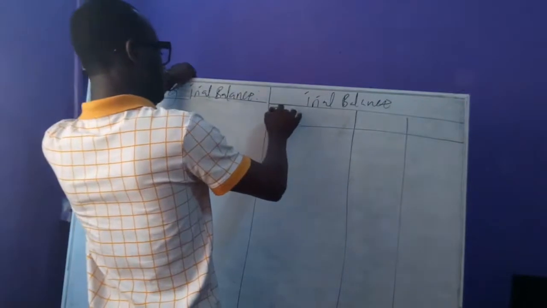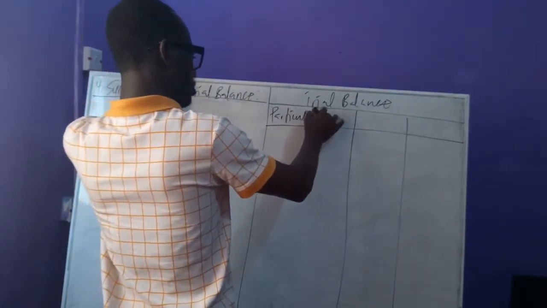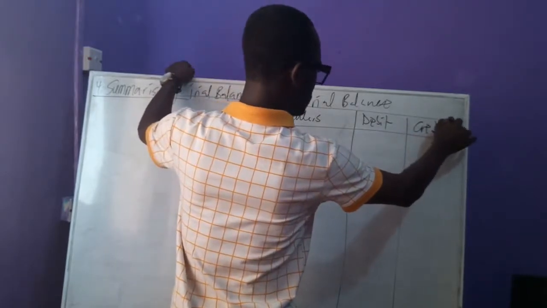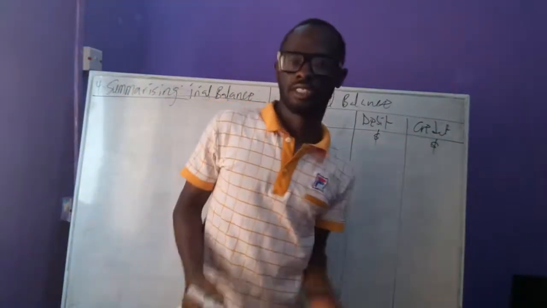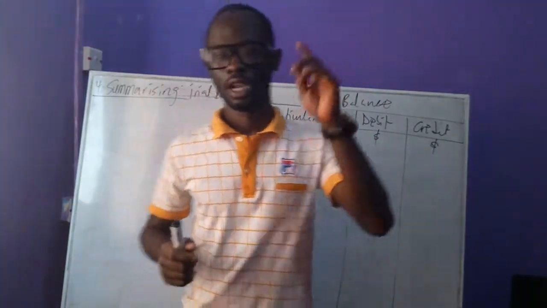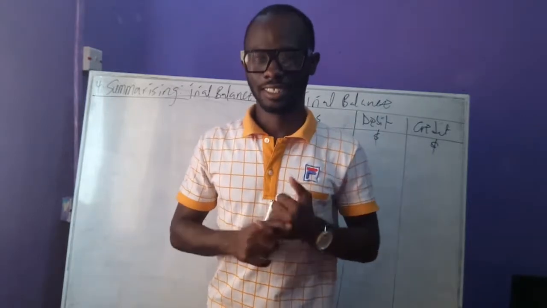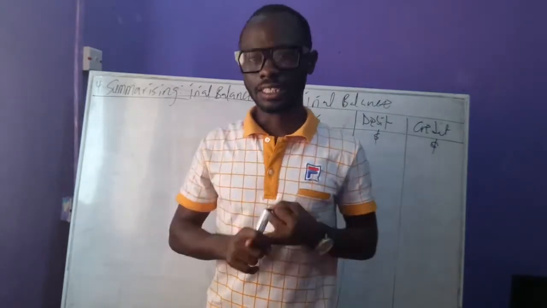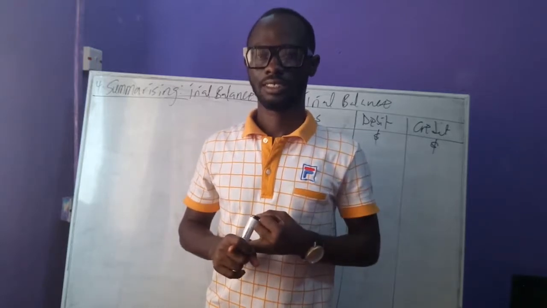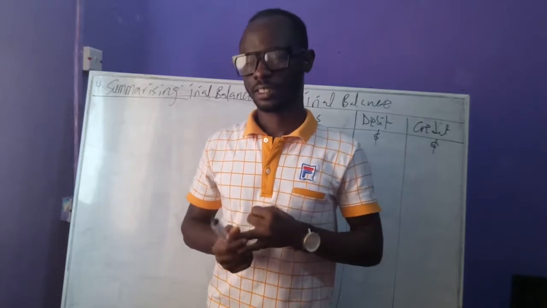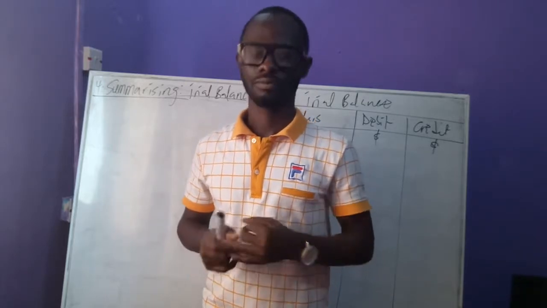So we can have particulars here, then debit here, then credit. So particulars, debit, credit. Please note the following. All assets, expenses, okay, all assets, expenses keep debit balance.